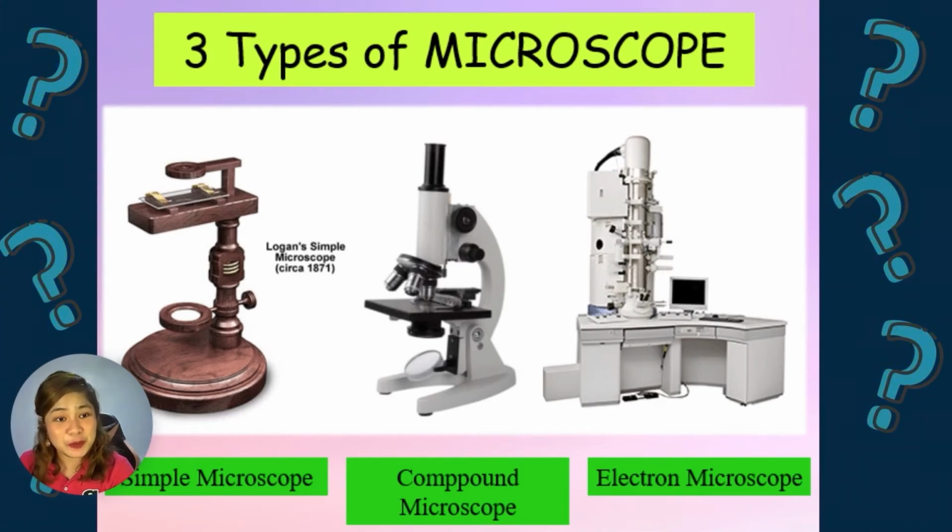So we have the simple microscope. It only uses one lens. That is the reason we call it a simple microscope, because it has a very simple structure. This is Logan's simple microscope, circa 1871. And of course the compound microscope, which we usually see in our science laboratory, and use whenever we have an experiment that needs a microscope to magnify microorganisms. And of course the electron microscope, which is bigger than the two other types. So that's it. We have three types of microscope.